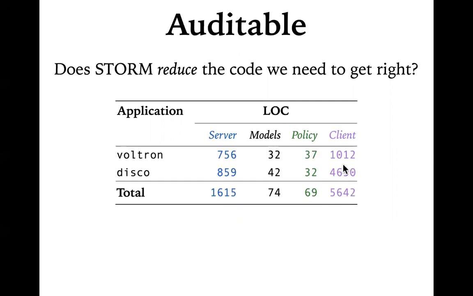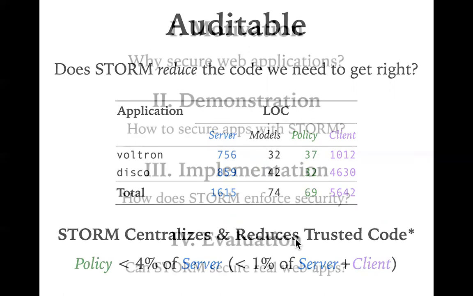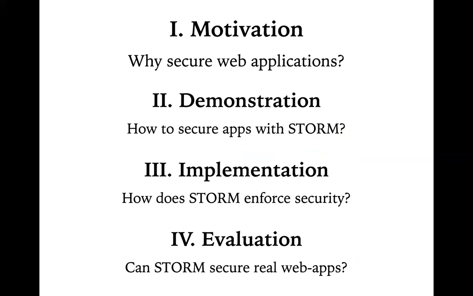The client is, as you might imagine, really where a bulk of the work went. And so the long story short is that the policy code is like 4% of the server. And if you look at the entire app, it's under 1%, right? Okay, that's pretty much it. That's all I want to tell you about.